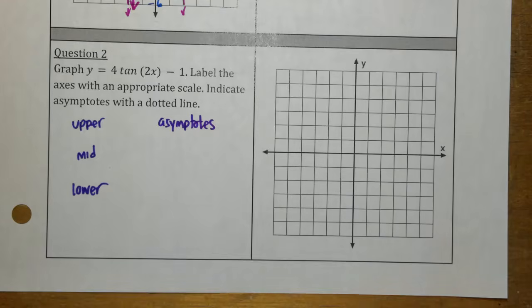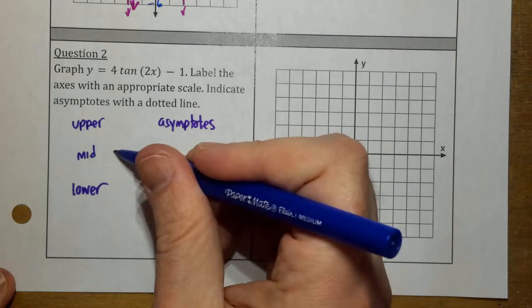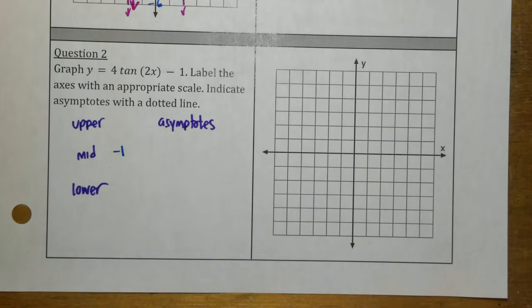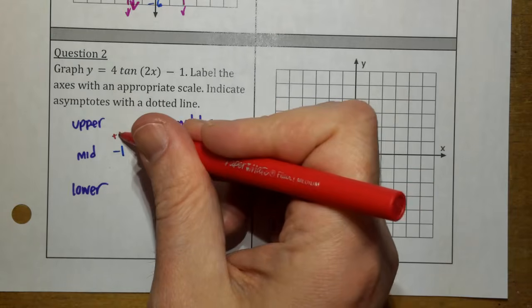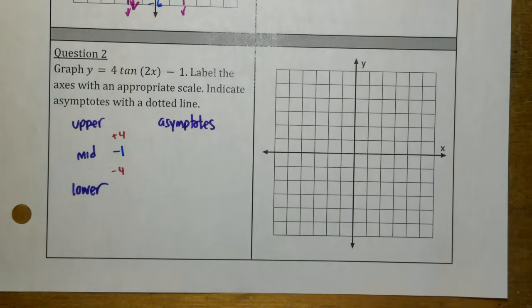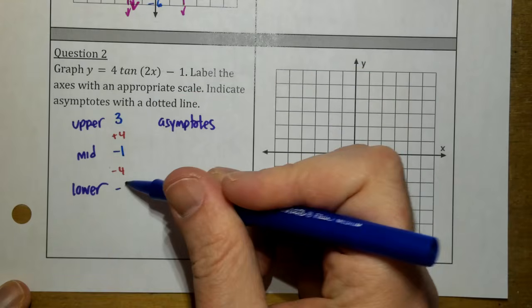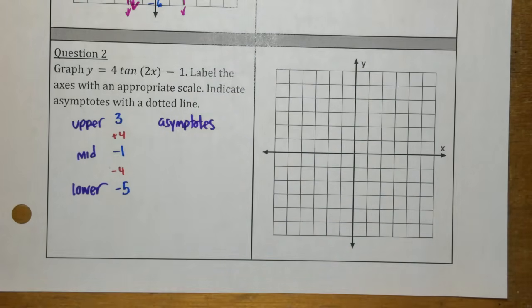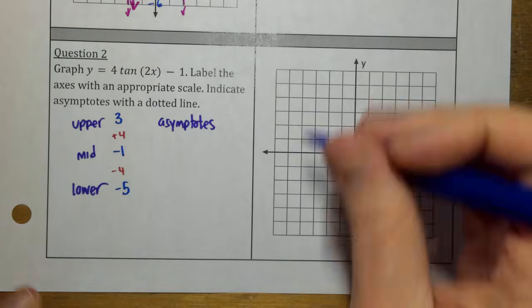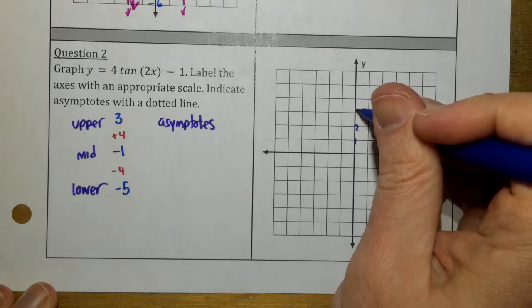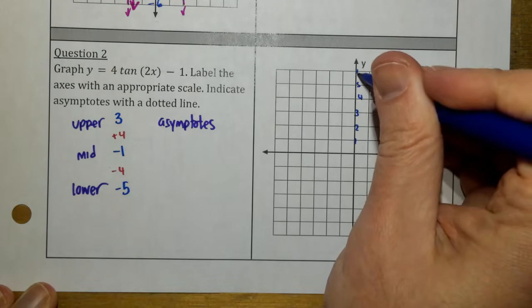So in this question, our mid is -1. We're going to go up 4 to get our upper and down 4 to get our lower. So we get 3 and -5. Looks like we have enough room to count by ones again. So 1, 2, 3, 4, 5, 6.